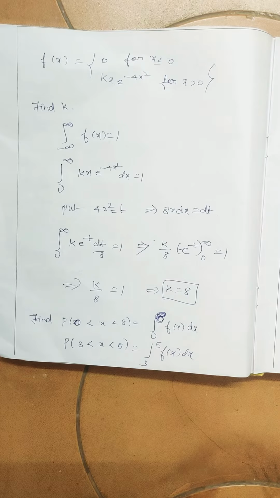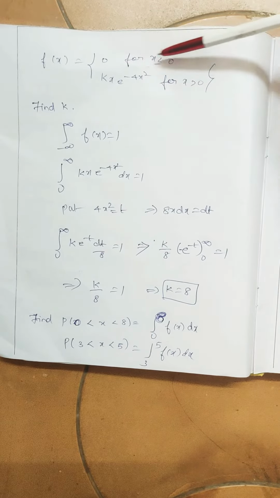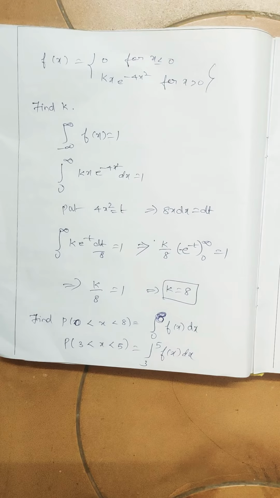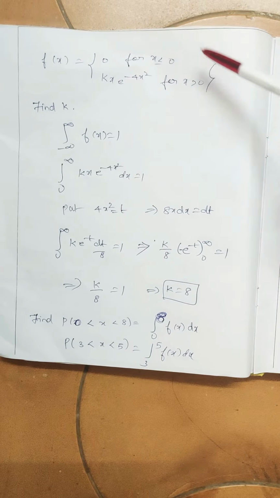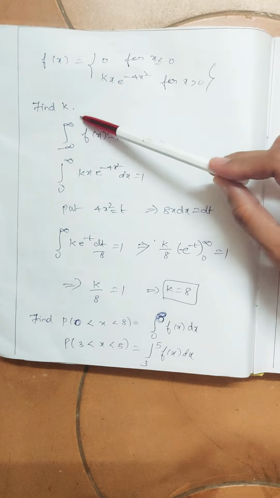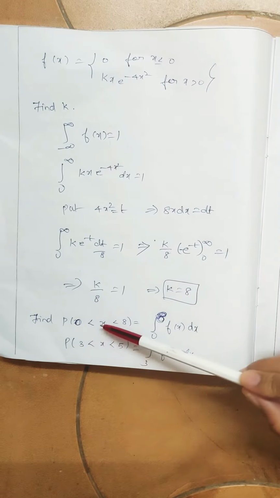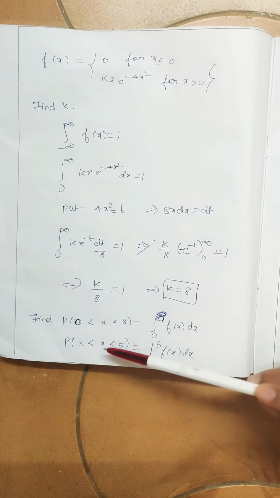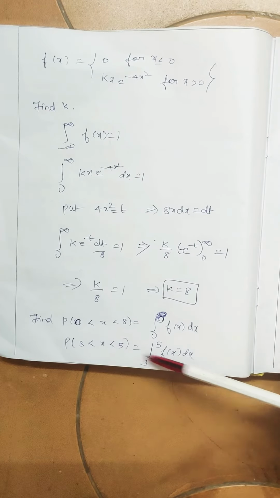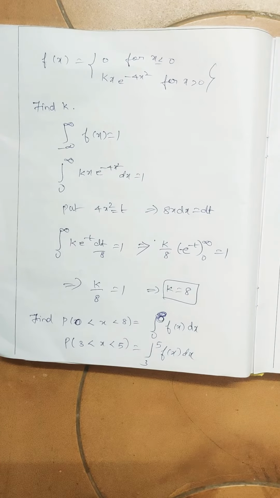Now, this is the next problem. Given f of x is equal to 0 for x less than or equal to 0. So for negative values, there is no function. Function value is 0. And kx e power minus 4x square for x greater than 0. What is your question? Find k. And also find the probability of, say, 0 less than x less than 8 and probability of 3 less than x less than 5. So you can pause the video, try to solve it on your own.